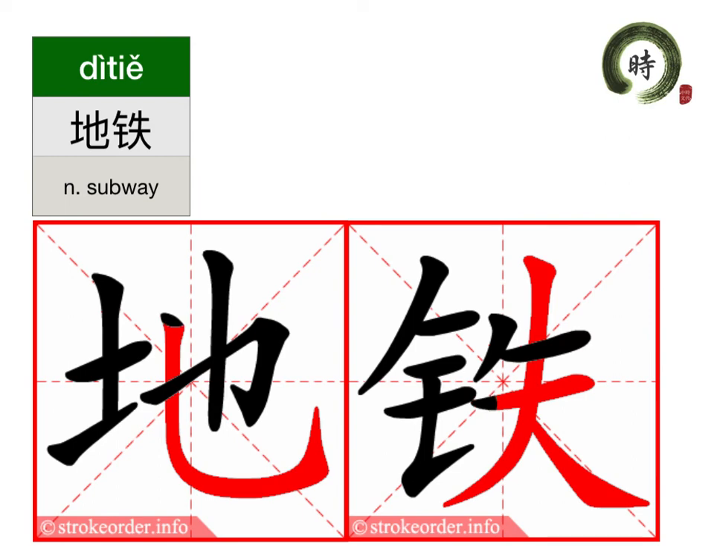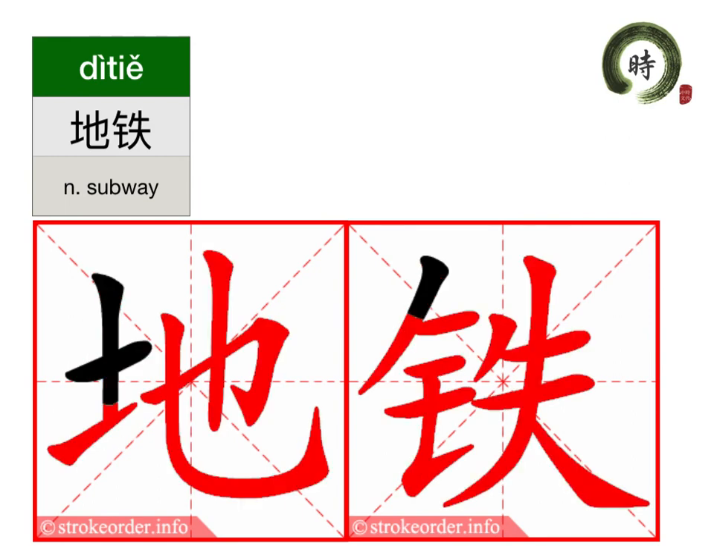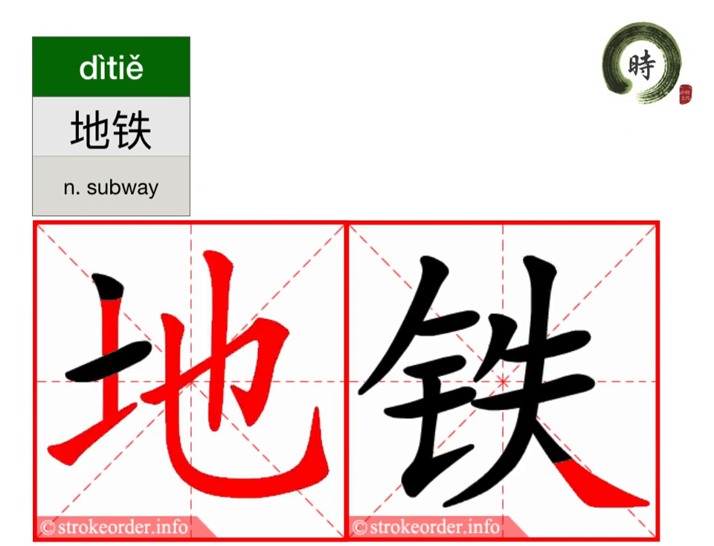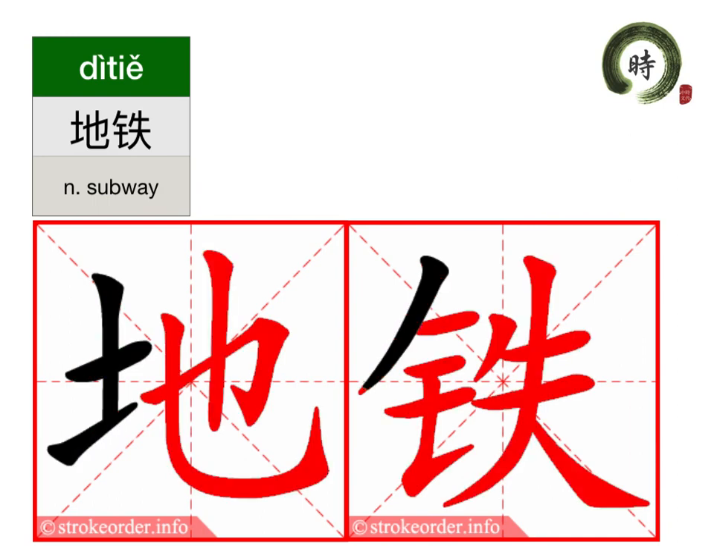Very好. Now let's watch again. And this time, please have a self-check. Perfect. So to take the subway, we say 坐地铁.